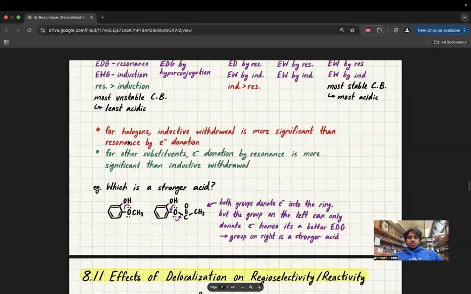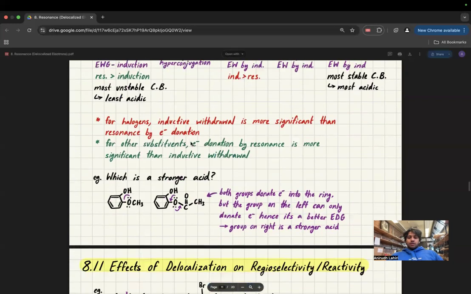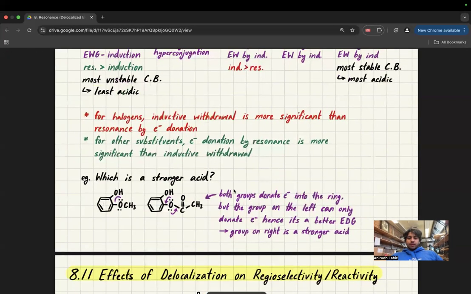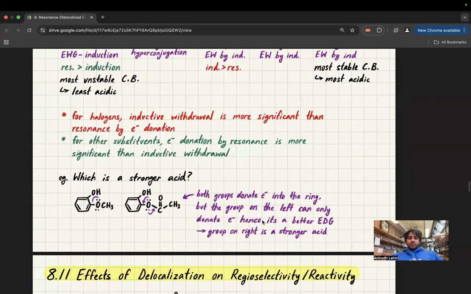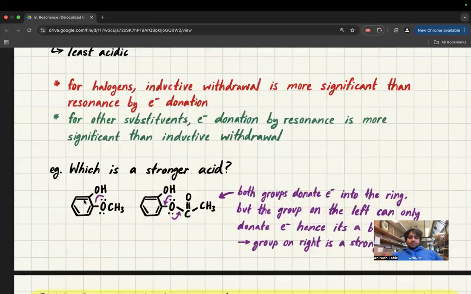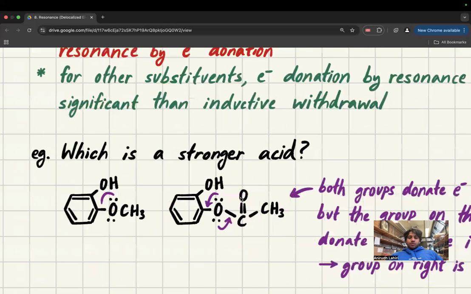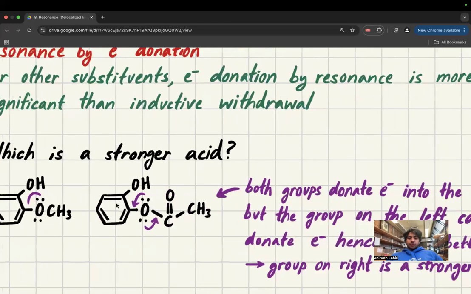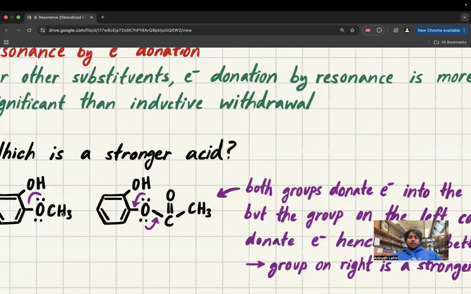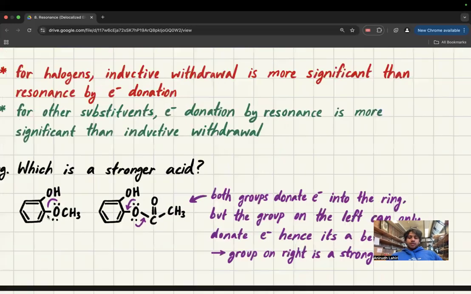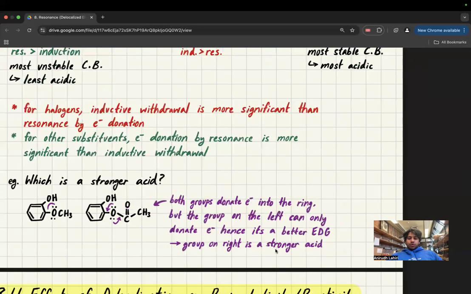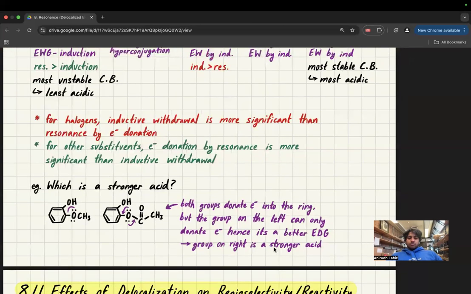Cool. Which is a stronger acid? Both groups donate electrons into the ring, but the group on the left can only donate electrons because it can't move up this way. So we have two competing resonance structures here, right? I could move the electrons here, or I could move them here. Here I can only donate into the ring, which means that the group on the right will be the stronger acid. Cool.